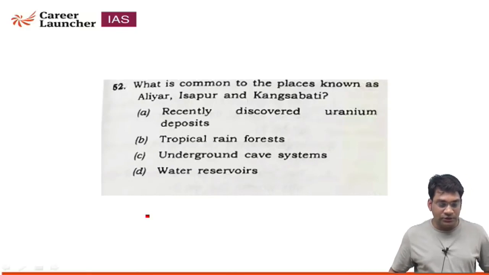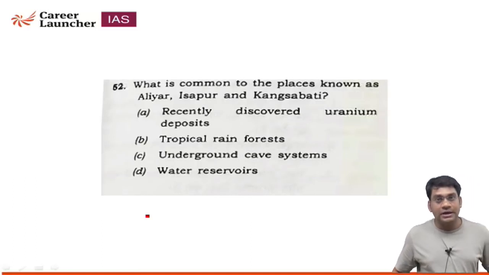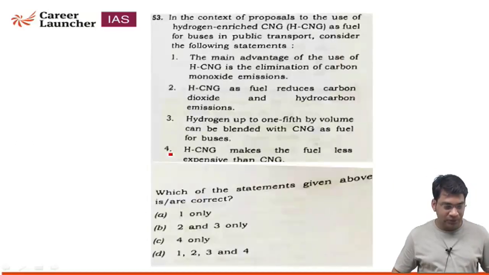Question 52. What is common to the places known as Aliyar, Isapur and Kangsabati? All these 3 are known for water reservoirs, water dams. So option D is correct.